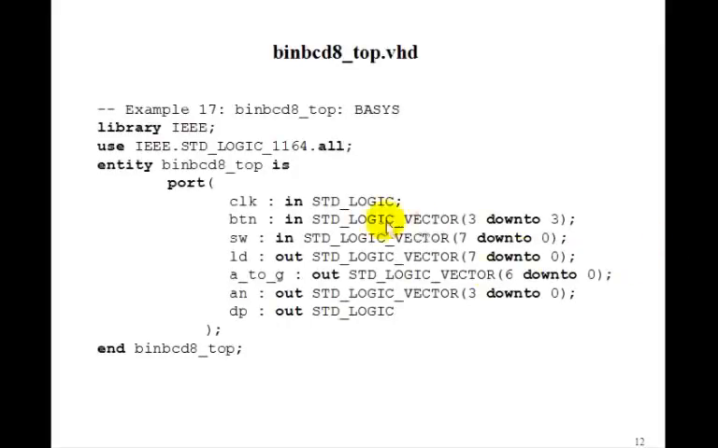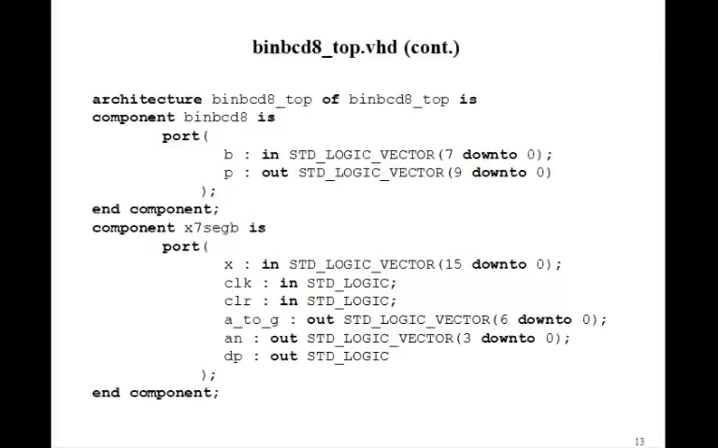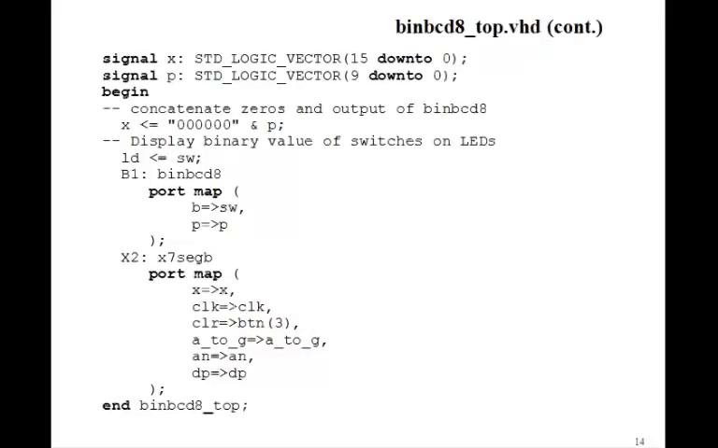Here's what the top-level entity would look like. We've got the clock coming in, a button, this should be really M clock, switches, LD, A to G, AN, and decimal point, and the component binary to BCD and X7 seg B. So now we put 2 components in the architecture, and then after the word begin we have these 2 signals, X(15 down to 0) and P(9 down to 0).